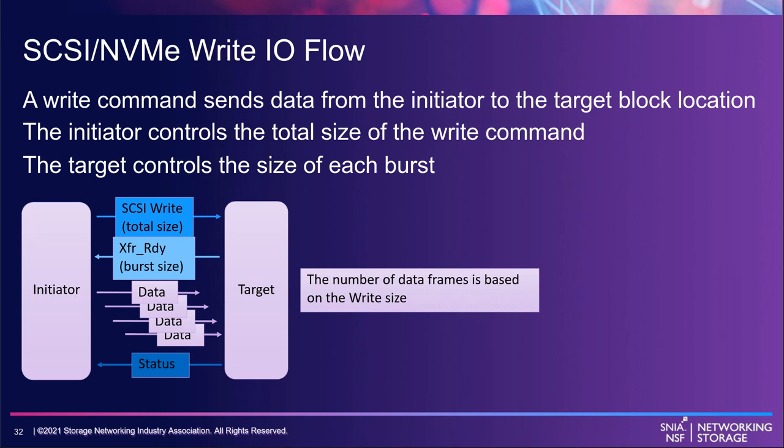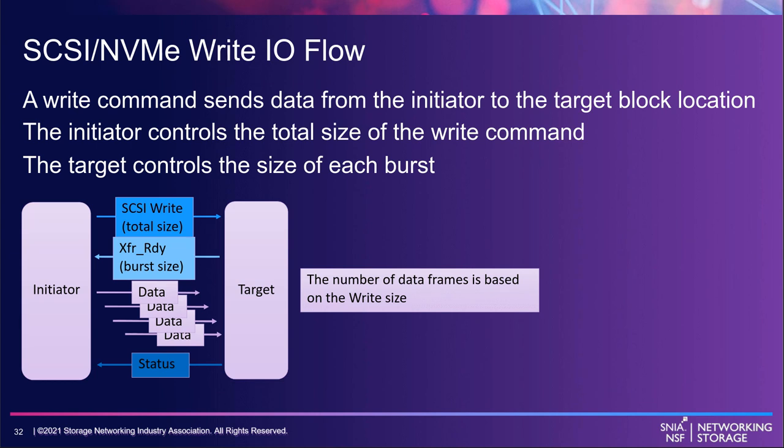The target can say, well, I either like that size or I don't like that size. He can send back what's known as a transfer ready. Inside that transfer ready, there's a burst size. The burst size could be equal to the total size, or it could be something less than the total size, depending upon what the target really wants to do. If it's a really large write command, then the target might say, I want you to send it in multiple sequences, and he'll send a transfer ready with a smaller burst size. Once he sends that transfer ready, that's basically a data solicitation request from the target to the initiator.